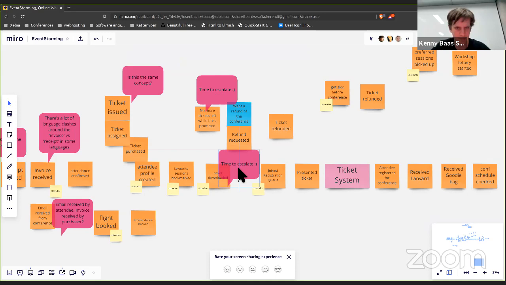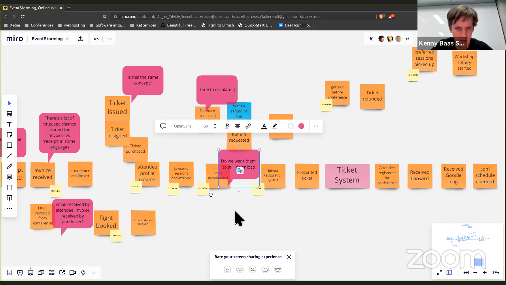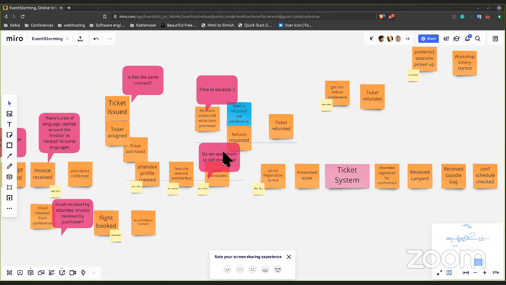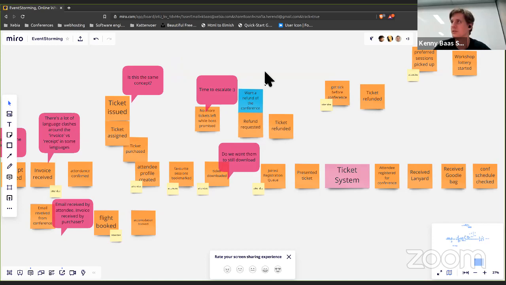So I'm adding this. Do we want them to still download? I never download my tickets anymore. This depends on the attendee, I guess, on what devices they have. Maybe they don't have a smartphone and the ticket app. I just think maybe it's a nuisance. It used to be, print it out, go to the conference.